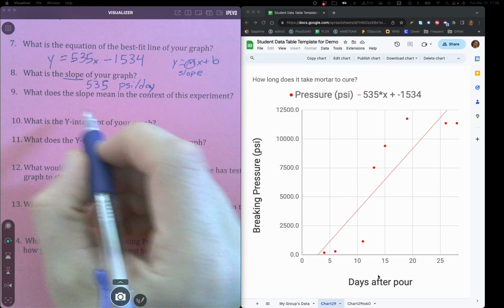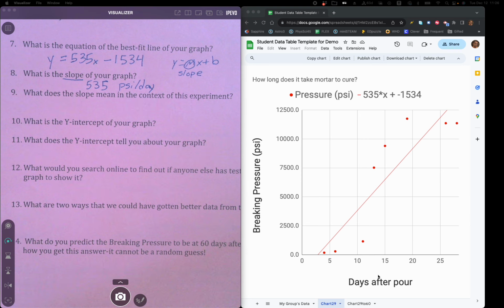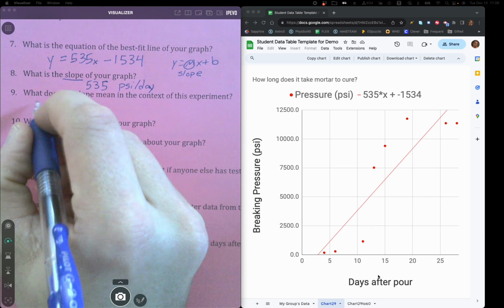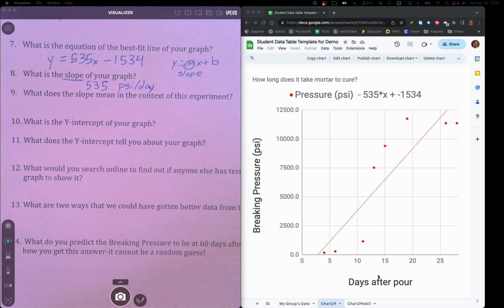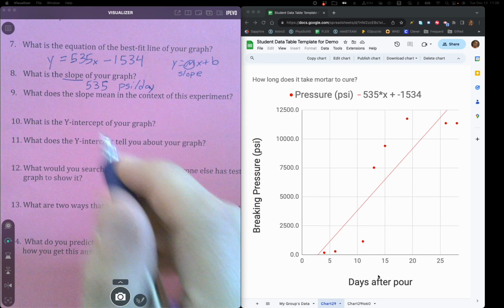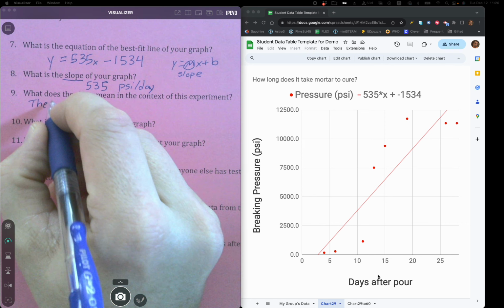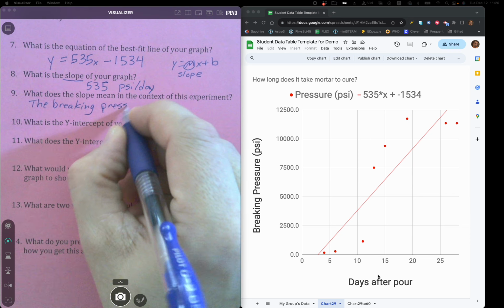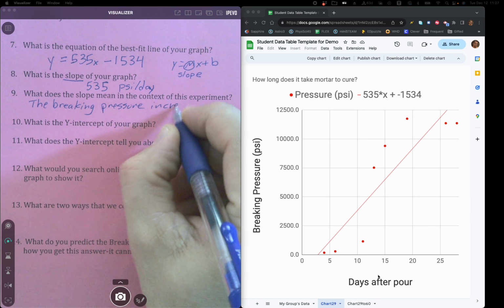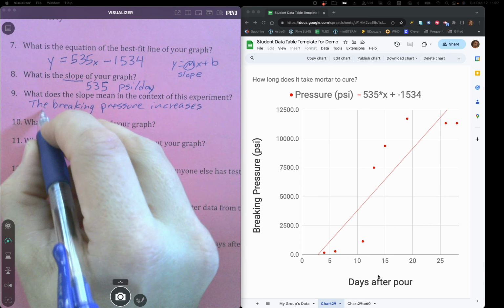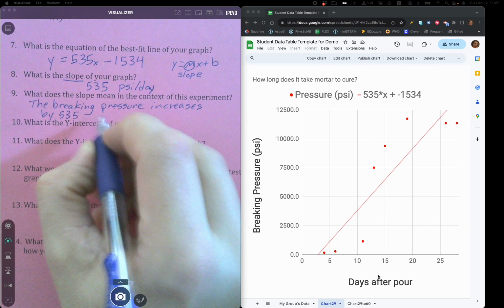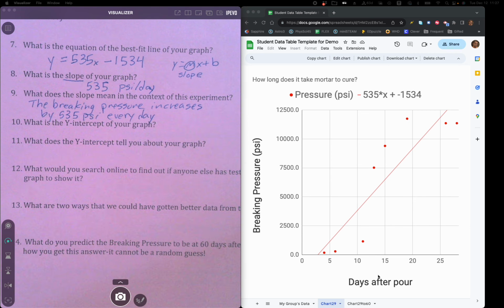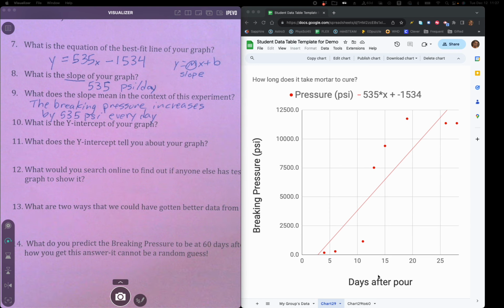Now, number 9 is saying, well, what does it mean in the context of this experiment? Like, what does it mean in reality, right? So what we're trying to say here is that the slope is how much the braking pressure increases every day. So we can say it means that the braking pressure increases by 535 psi every day. Okay? All right. So that's the slope part of this.